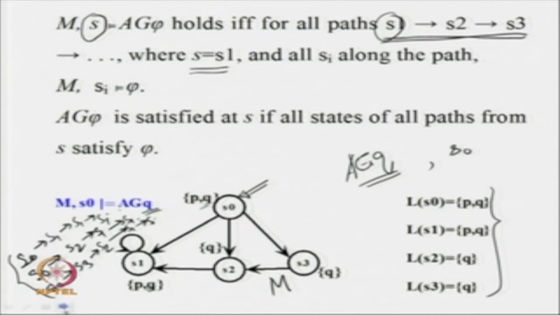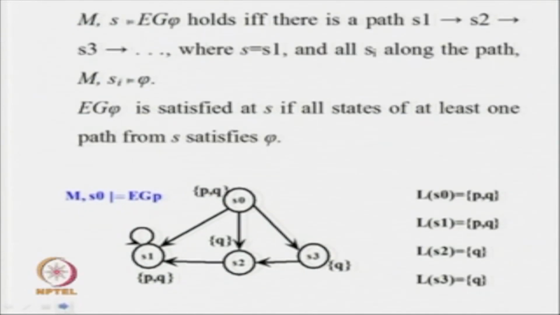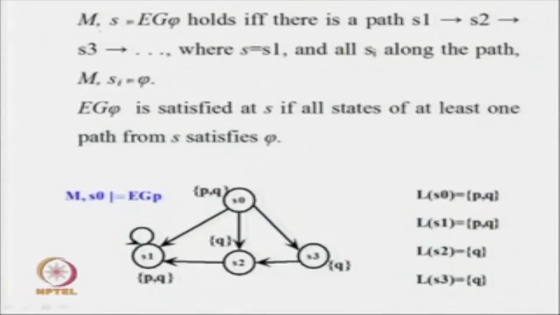So, the next formula that we are going to get is EG phi. It is again the global operator, but we have the path quantifier E. That means we are concerned about any path, we are not going to look for all the paths. So, that is why we say that in model M, state S, it models EG phi. That means EG phi holds if there is a path. Now, we are going to look for any path going from state S1 to S2, S2 to S3 like that, where S equals S1.